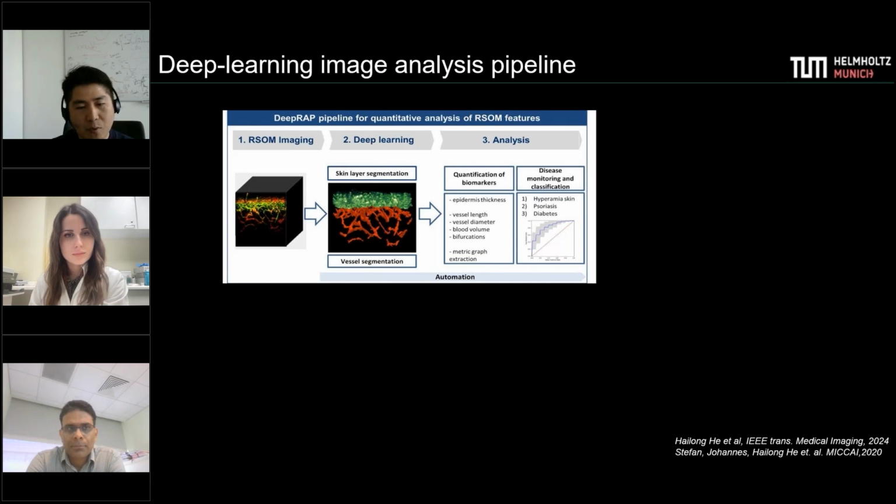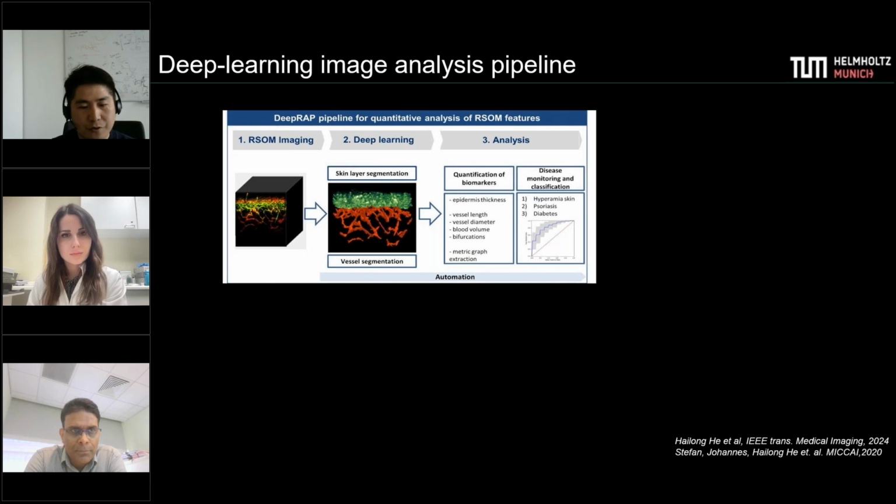First is a UNet-based model to separate skin morphology into epidermis and dermis layers, so we can compute the epidermis thickness. Secondly, a topology-preserving loss function to train a deep vessel net, allowing for accurate segmentation of the dermis microvasculature in 3D. And then afterwards, we can automatically compute the skin-related morphological and vascular biomarkers, such as the vessel diameter, vessel length, and the numbers.